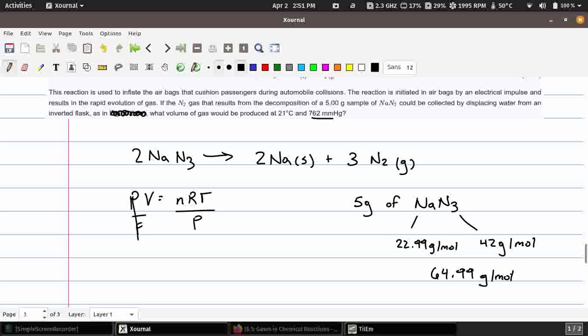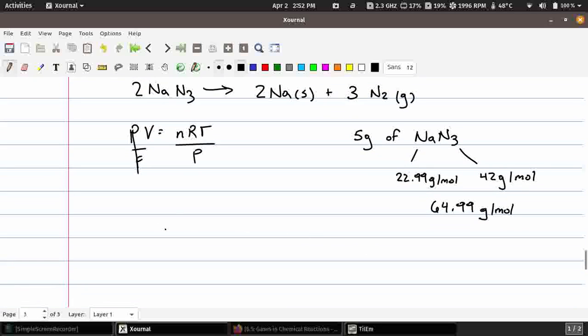64.99 grams per mole. So now we have to figure out how many moles we originally had before we do any stoichiometry. So you have 5.00 grams NaN3, times 1 mole over 64.99 grams of sodium azide. So these are going to cancel, and you're in moles of sodium azide now.